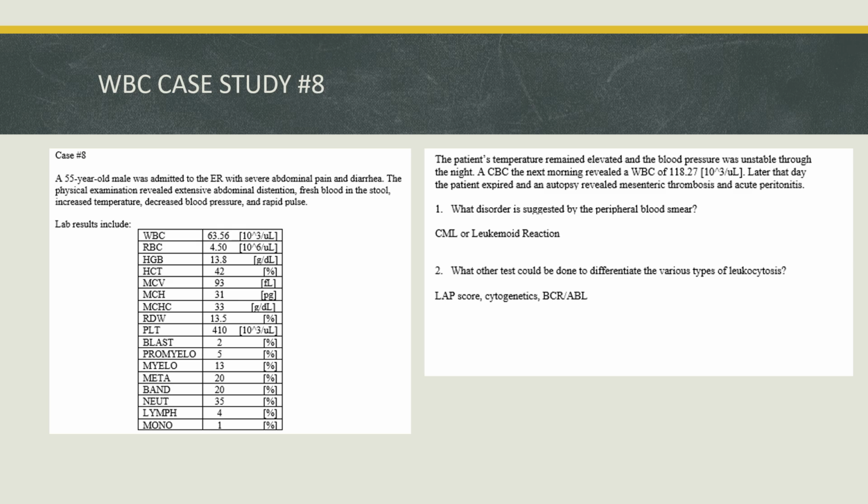So definitely, I'm going to lean toward the leukemoid reaction since our autopsy indicated that there was an acute peritonitis, which would be an infection of the peritoneal cavity. Usually that's caused from some type of perforation of the bowel, and all of those normal natural flora leak into the peritoneal cavity and then lead to an infection. So again, we would definitely want to differentiate between a CML and a leukemoid reaction. It looks like this one was consistent with a leukemoid reaction.